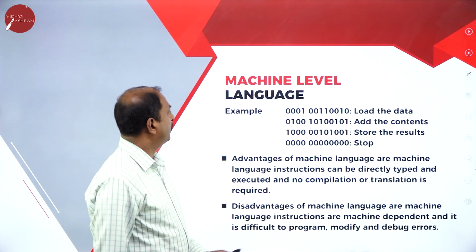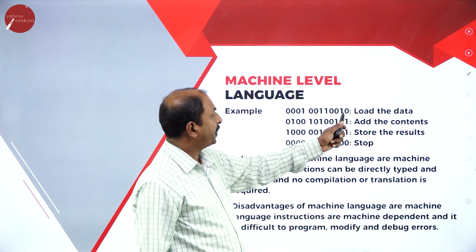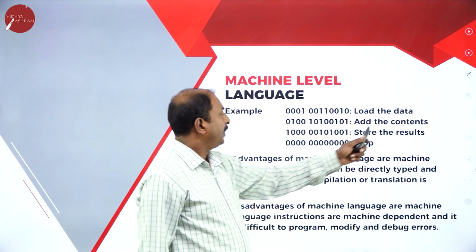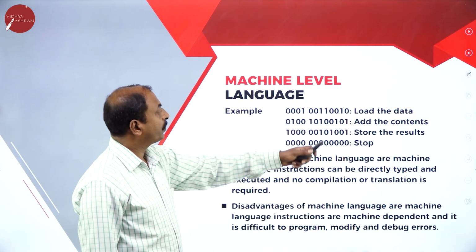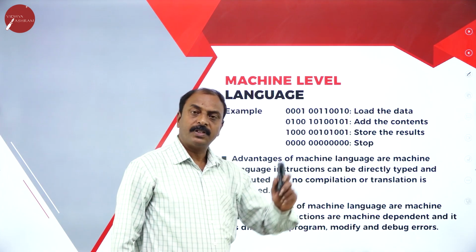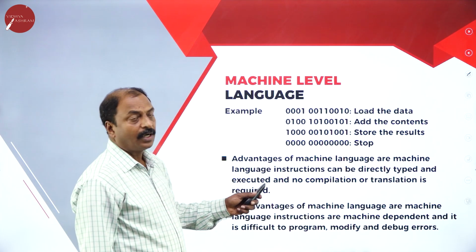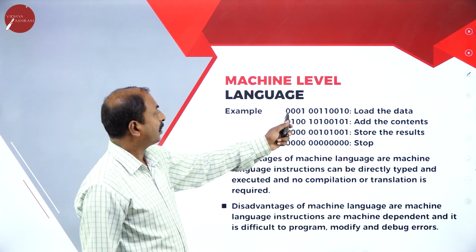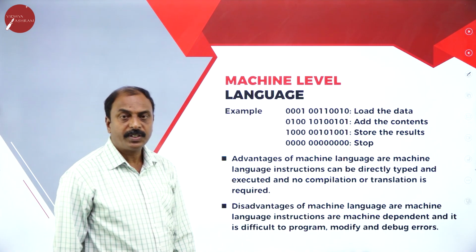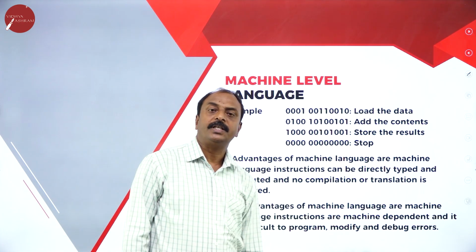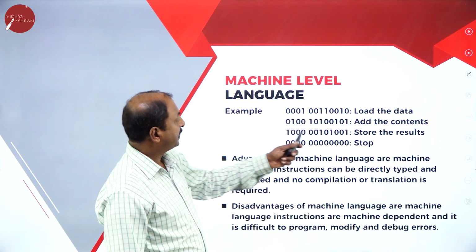Now let us see the examples. Look at the example here. This is one instruction to load the data, another instruction to add the content, one to store the result, and one to stop execution. All these instructions are a combination of zeros and ones. Being human beings, it is very difficult to remember the codes for each and every operation in the computer system. So these are the examples.